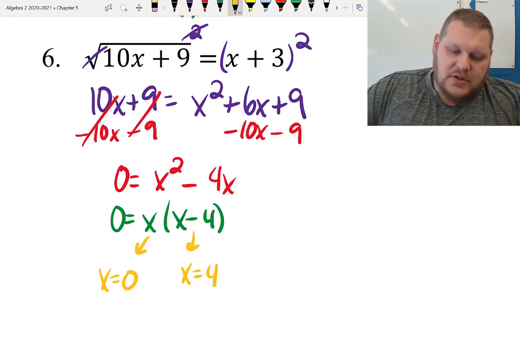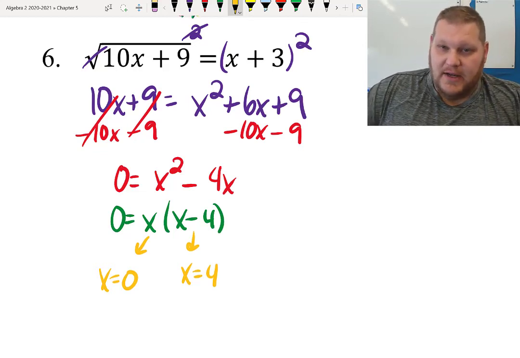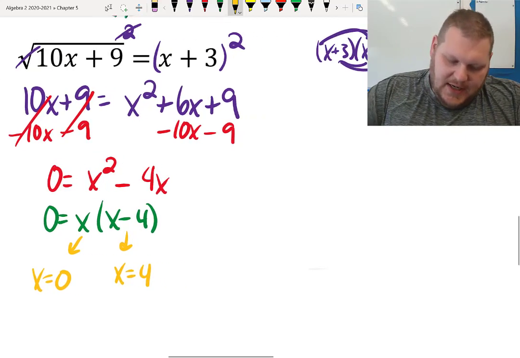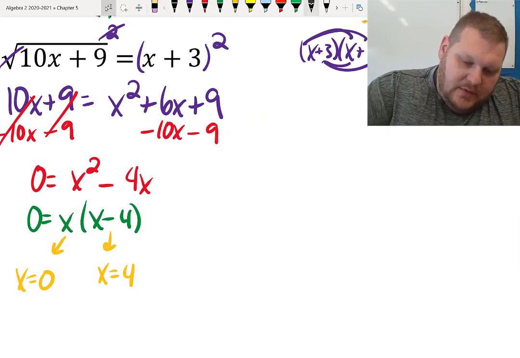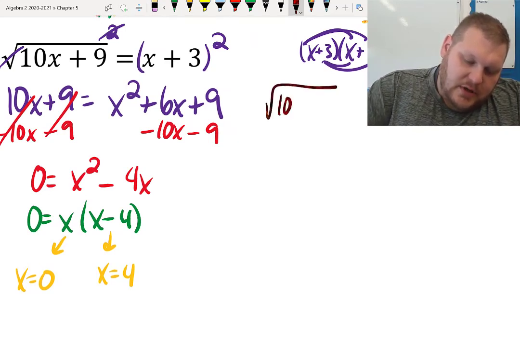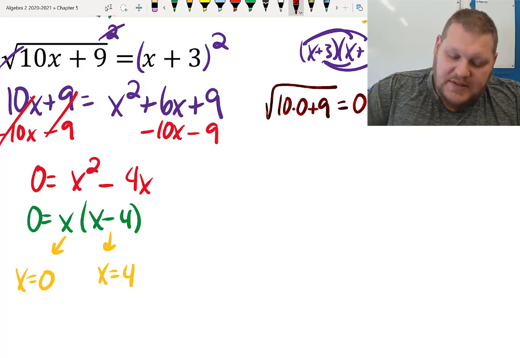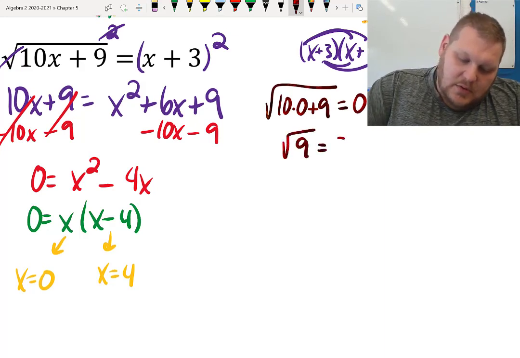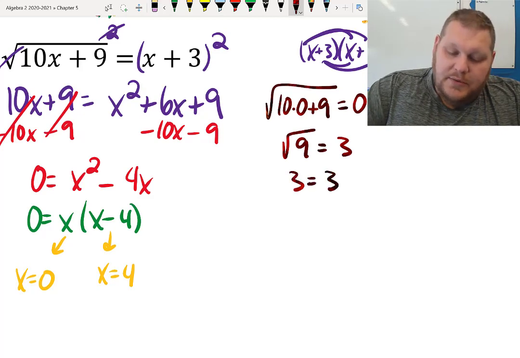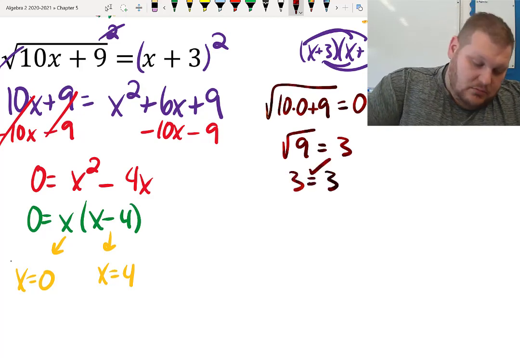And neither of them are negative, so I actually don't think either of these are extraneous, but when we have 2 solutions, and especially when you have a variable outside the radical, it's a good idea to check it anyway. So I'm going to go ahead over here and let's use lava again. If we check 0, square root of 10 times 0 plus 9 is supposed to be equal to 0 plus 3, which 10 times 0 is just 0, plus 9 is 9. So we end up with square root of 9 equals 3, so 3 equals 3. So 0 checks out. It is a solution.